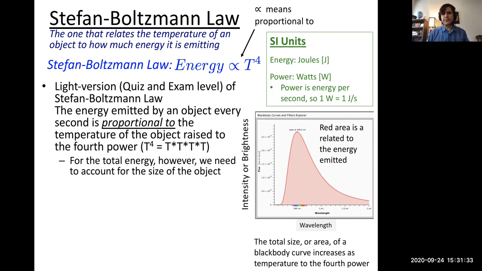So the light version of Stefan Boltzmann's law, the one that you'll work with on quizzes and exams, is that the energy is proportional to the temperature raised to the fourth power. So that means as the temperature goes up, the energy goes up. It's directly proportional to the temperature raised to the fourth power.